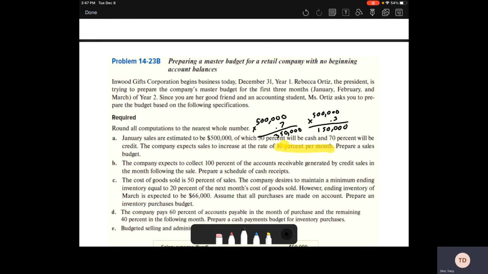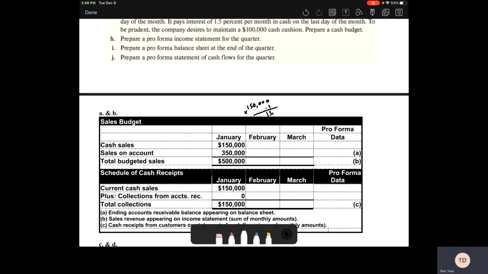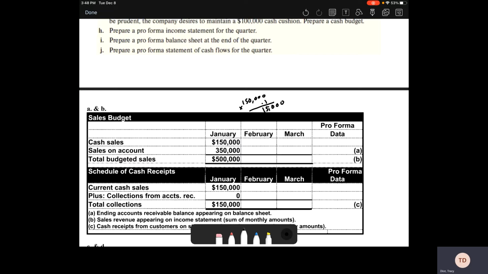All right, so let's come down here. And we see that our cash sales again are already put in there. So we now need to figure out what we are going to have for February sales. So we know that our sales are going to be 150, 10% more, times 0.1, which is 15,000. So when we add those up, we should end up with $165,000 in cash sales.